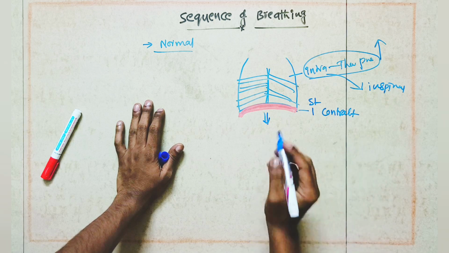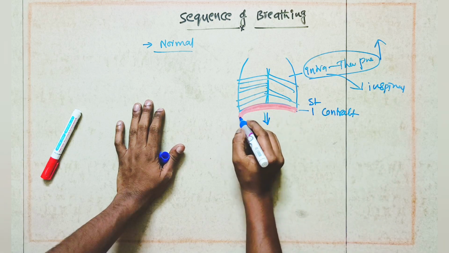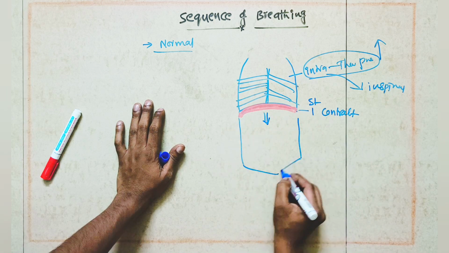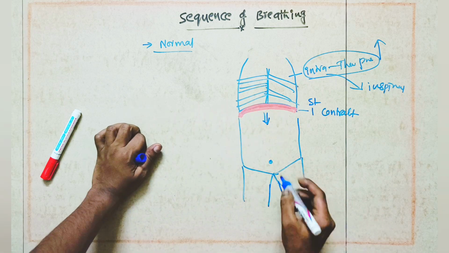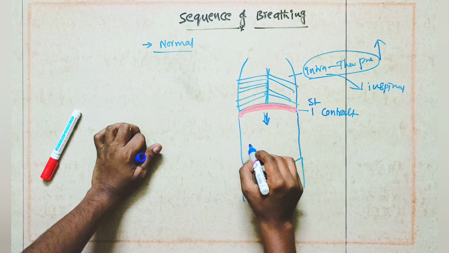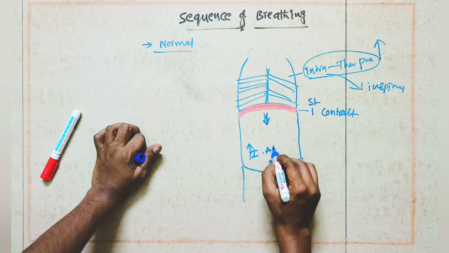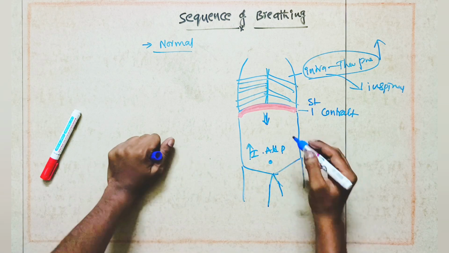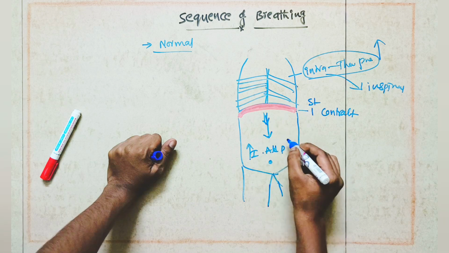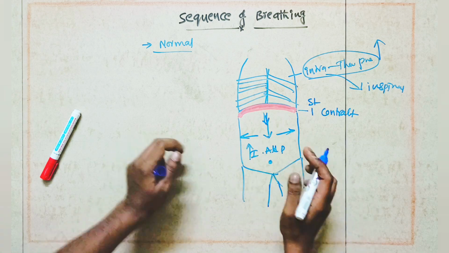At the same time, the diaphragm which came downward, here we have the abdomen. This is our abdomen. This is the umbilicus. The downward movement of the diaphragm is going to increase the intra-abdominal pressure. Because of this pressure going downward, the pressure will shift to the lateral side.